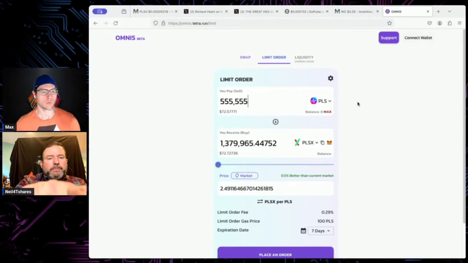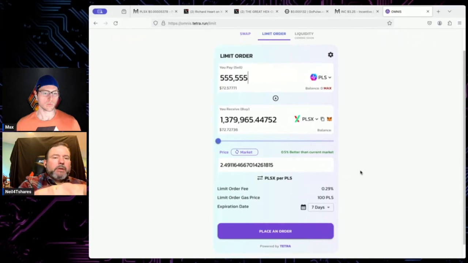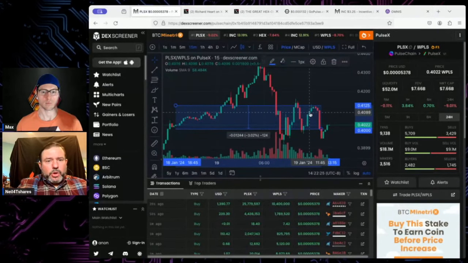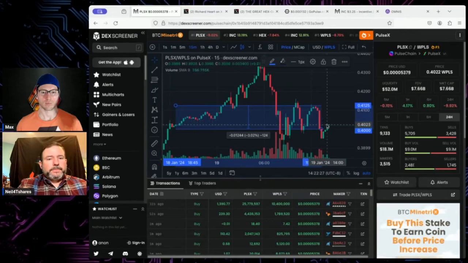All right, if you go to the bottom, it has the double arrows. It says PulseX per Pulse. Click that. Now you see it says 0.5% better than the current market rate, which is 0.04. That's the current ratio. If you go back to DexScreener, you'll see that's where you are on the chart, real close to it. We're almost right there, the current price is 0.40. Okay.